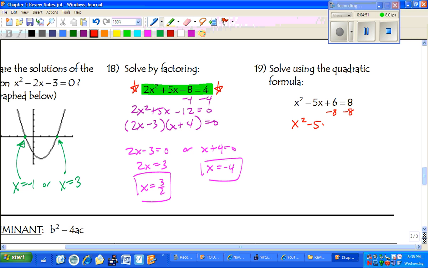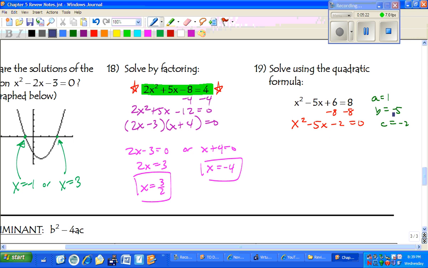X squared minus 5x minus 14 equals 0. Oh, sorry, 6 minus 8, we get -2 here. x squared minus 5x minus 2 equals 0. Now, if it helps you to write them out, go ahead and do so. A is going to be 1, B is negative 5, and C is negative 2. We have to put those into that formula.